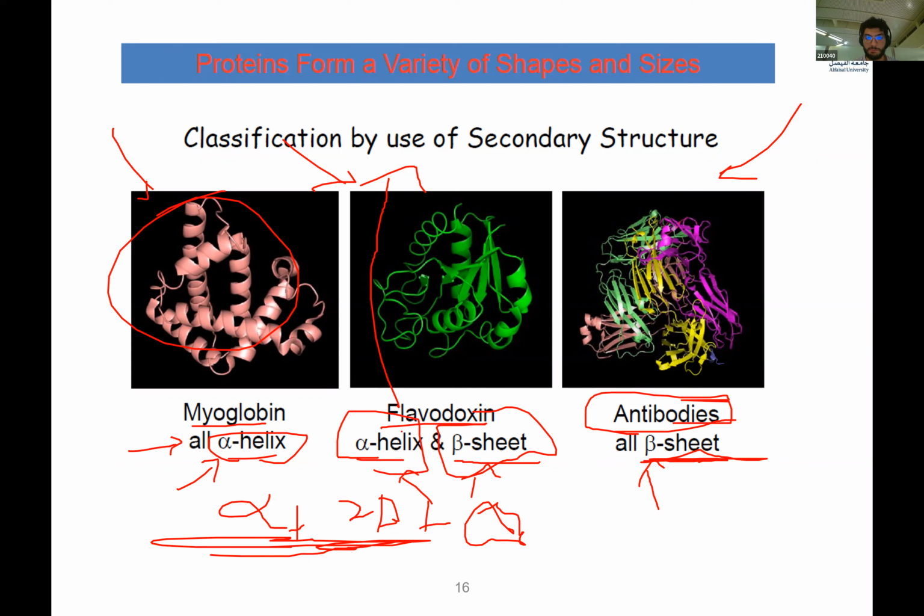Flavodoxin is like a mix and match between alpha helix and beta sheets. So if you look over here, this is an alpha helix. If you look over here, there's another alpha helix. There's probably a beta sheet going on somewhere over there. There's an alpha helix over here.